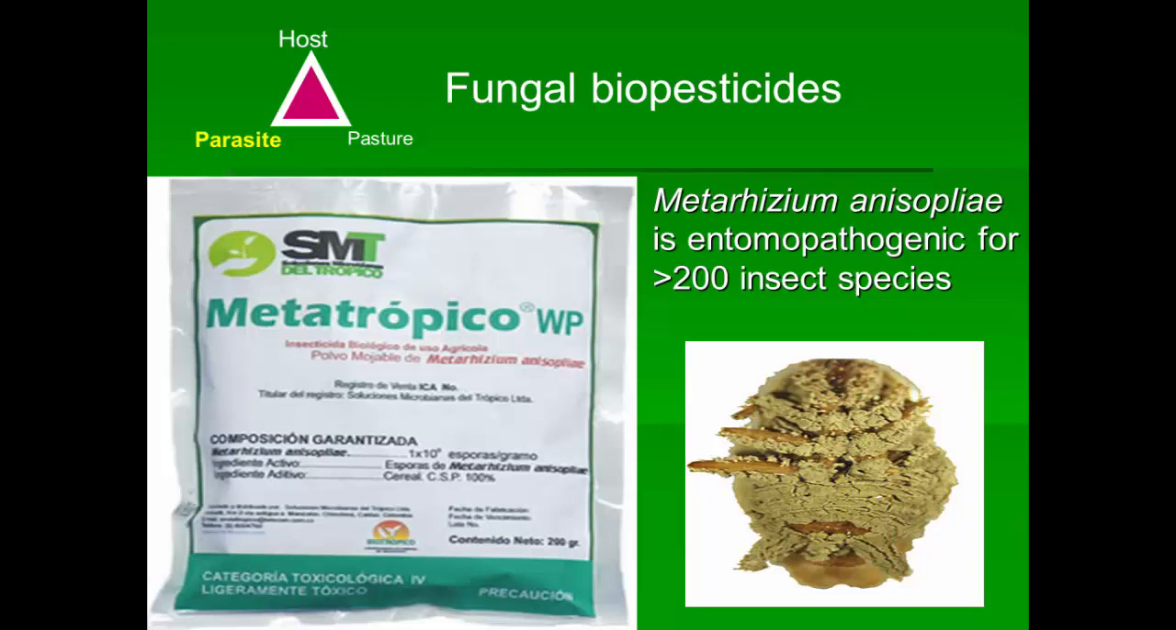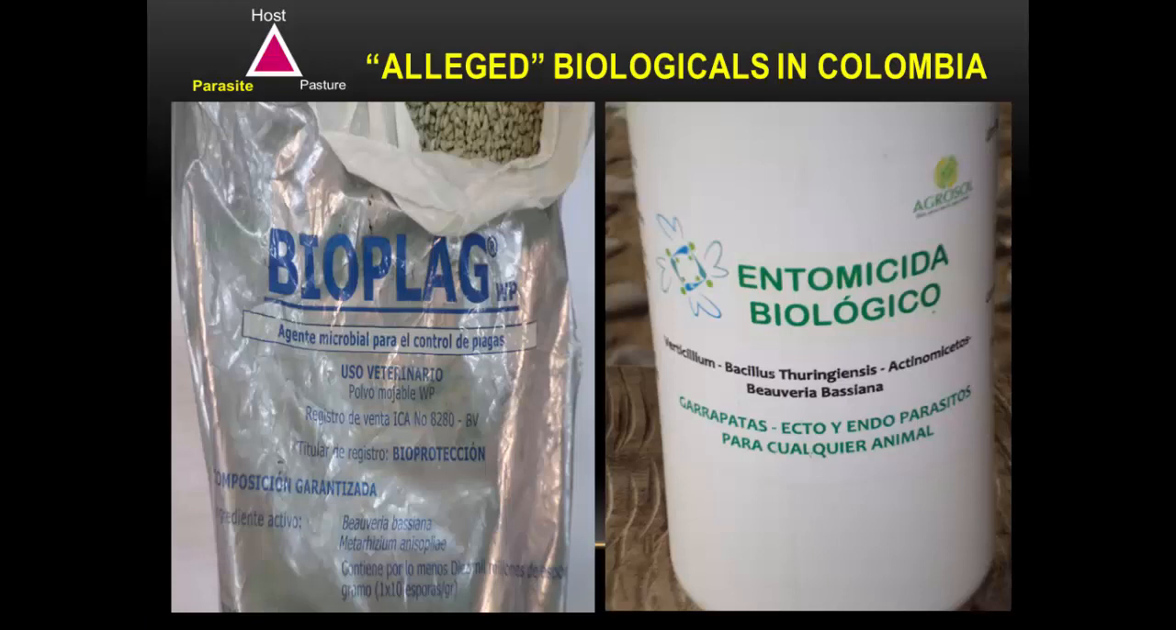As you can see, this Metarhizium has been found to be pathogenic to at least 2,000 different species of insects. Unfortunately, in the Colombian market, we have a really large number of these so-called biological fungal pesticides. Some of them are approved, like the ones on the left, and the other ones are in the black market for use against ticks in cattle. In particular, both of these ones that you see here, we did a field control study, and neither one of them showed any efficacy whatsoever.